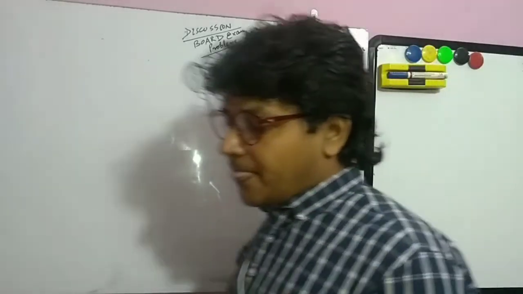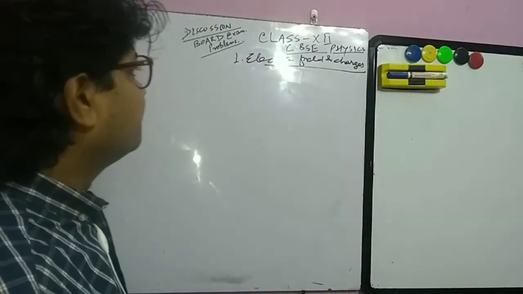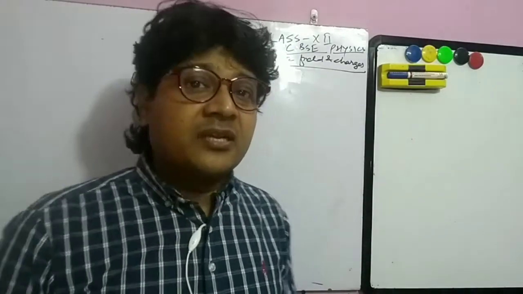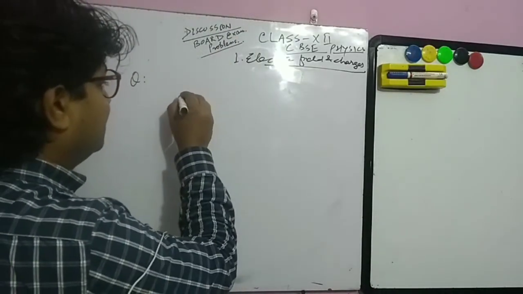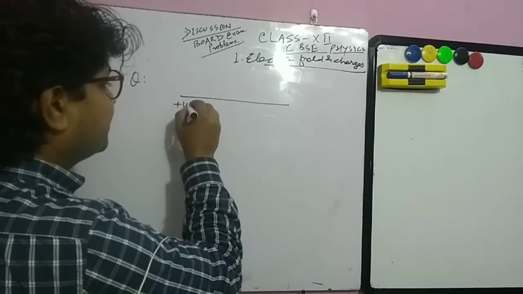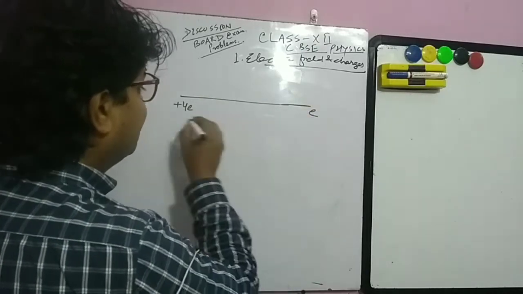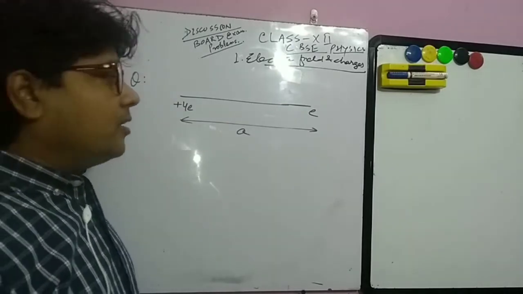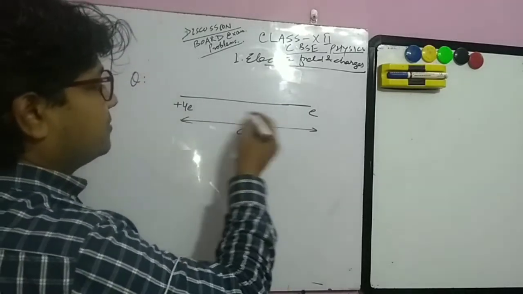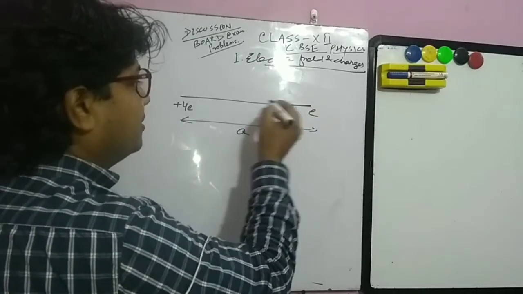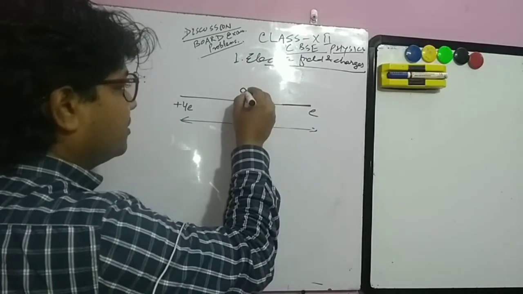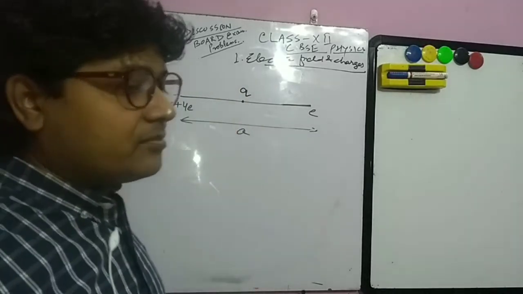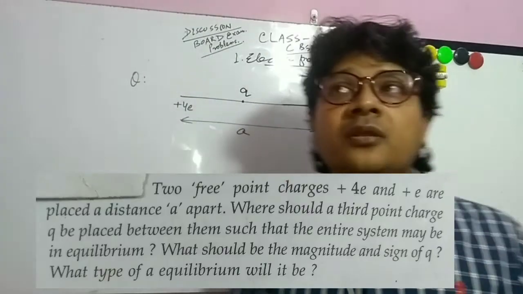Okay, so the one as you are seeing the problem on screen, there is a system with two charges 4e and e, and they are placed at distance a from each other. They are at distance a apart. Now we have to place a charge q in between 4e and e, so that the system must be in equilibrium.